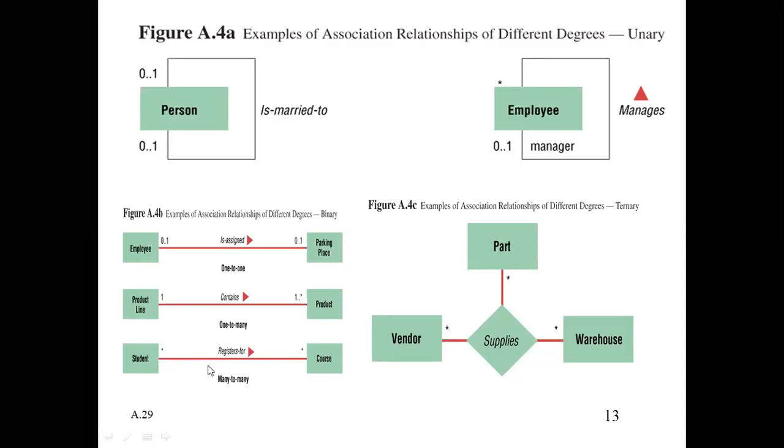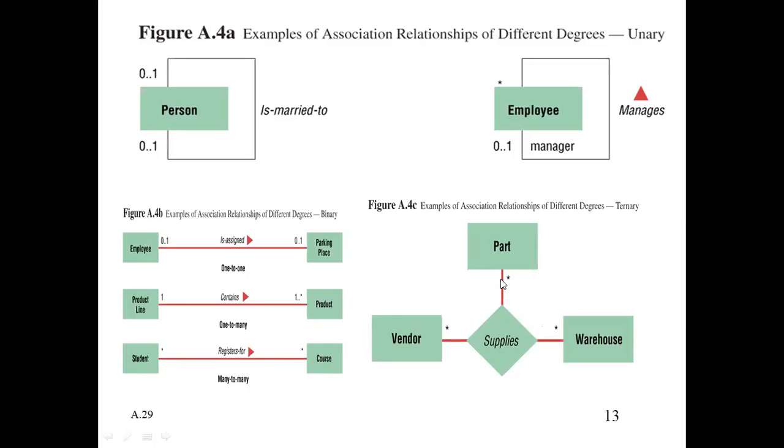Next is many to many, student and course. Like when we are registering for online courses, a number of students can register for a number of courses. Any number of students can register for any number of courses. So the many to many relation is shown here in the form of asterisk to asterisk. This is the association. These are all examples of association.